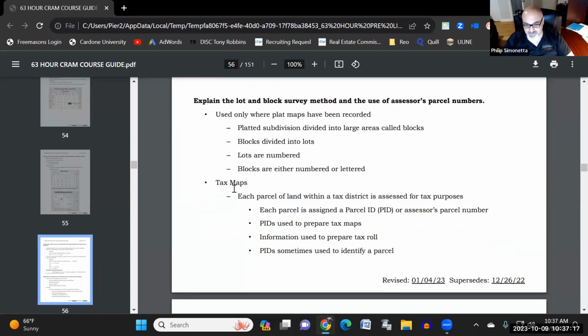Now, they have tax maps. Each parcel of land within a tax district is assessed for tax purposes. Each parcel is assigned a parcel ID number. It's a PID number, parcel ID number, or an assessor's parcel number. PIDs are used to prepare tax maps. There's information used to prepare the tax roll so they can figure out who owes what, and they organize it all through these numbers. PIDs are sometimes used to identify a parcel. On some tax records, you click that tax ID number and that will identify the parcel. They use that in accordance with it.